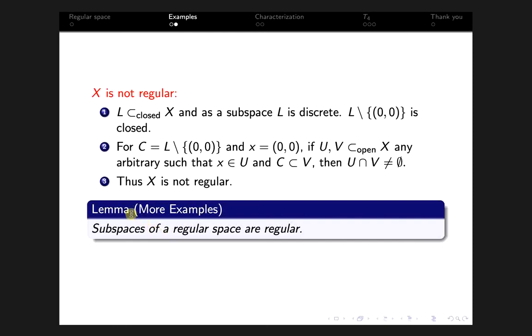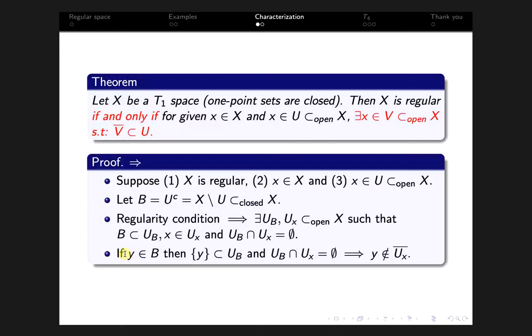Okay, so for more examples we have the following lemma, which says that subspaces of a regular space are regular. Okay, and the proof of this lemma is straightforward, so I am not going into the proof. Okay, so now we prove a characterization.